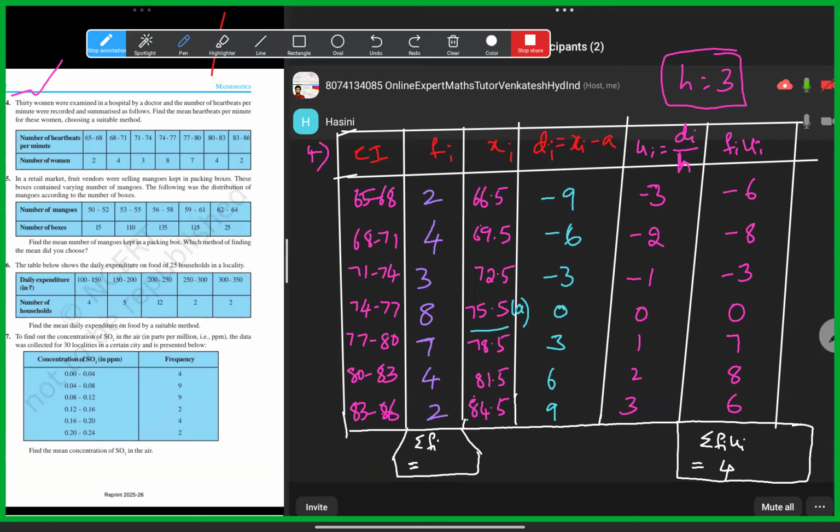Here this we will get directly from the question also. How many people was the survey conducted on? That is, if we add all the values of this f column. How much is the total? 2 plus 4, 6, plus 3, 9, plus 8, 17, plus 7, 24, plus 4, 28, plus 2, 30. 30, sir.